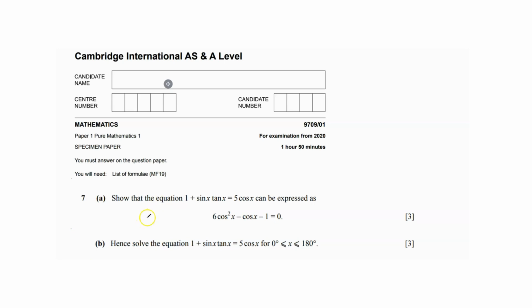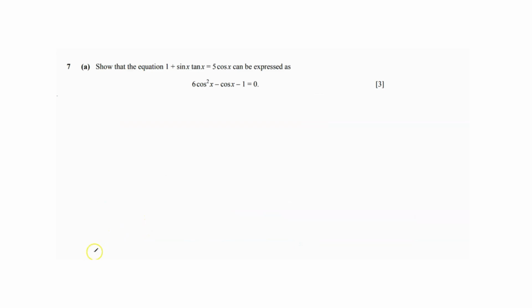In this video, I'll work through question 7 from this past paper. Let us move on to part A. So here in part A, you're required to show that 1 plus sine x tan x equals 5 cos x can be expressed as the equation given here. Let us write the equation.